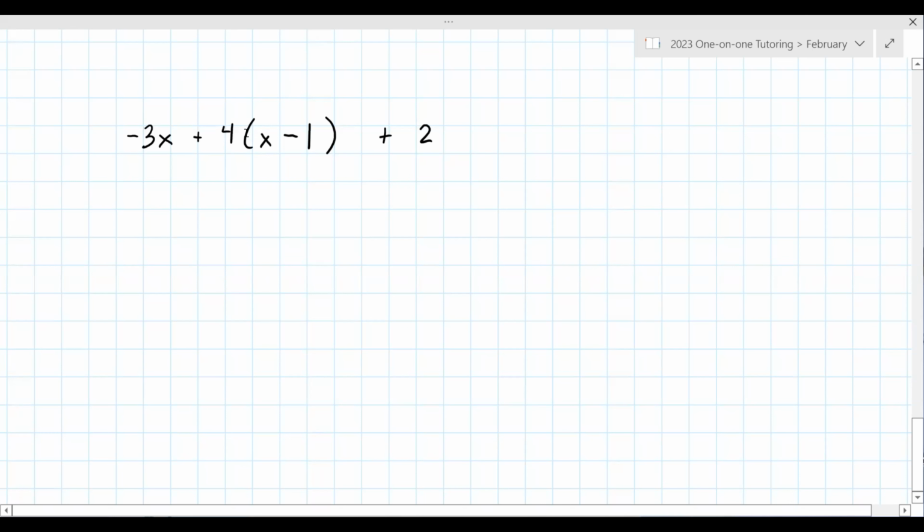Let me know when you're done with that step. Okay, done. Did you get 4x minus 4? Yep. So we got minus 3x plus 4x minus 4 plus 2. What are the like terms? Minus 3x and 4x. Yeah. So go ahead and combine those, please.